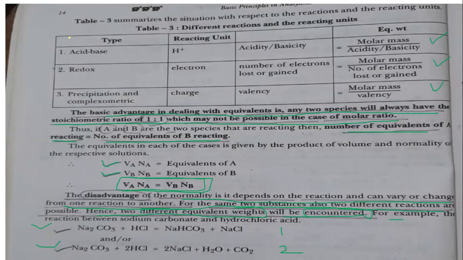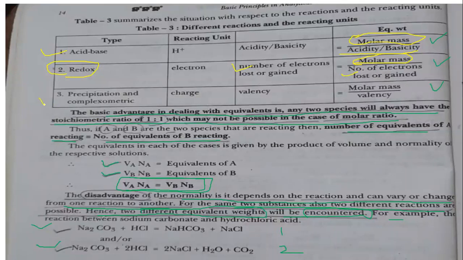Okay, so in a broad sense, for acid-base, if you want to find the equivalent weight, you have to take the molar mass of the acid or base upon its acidity or basicity. For the redox reaction, you have to consider gain or loss of electrons. So, the molar mass of that particular species or ion upon the number of electrons lost or gained.